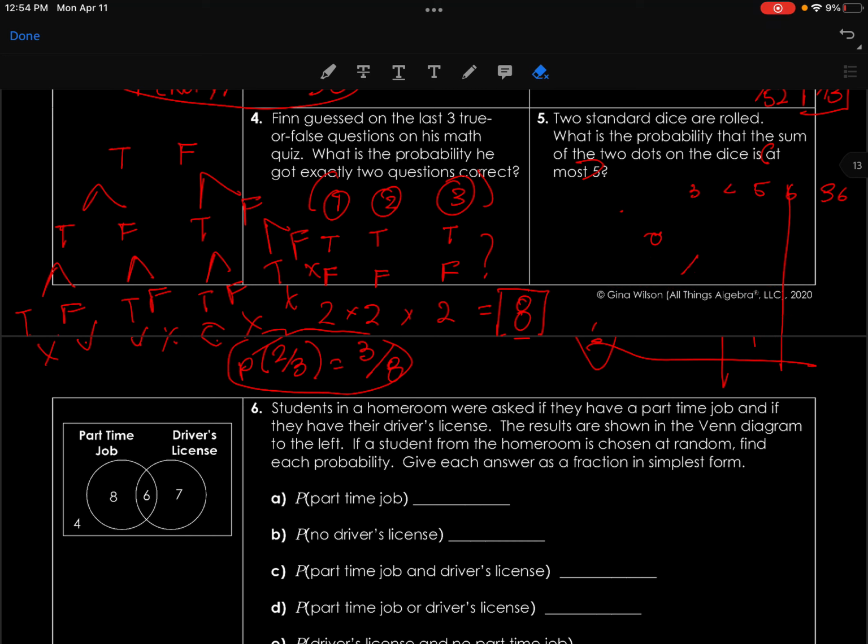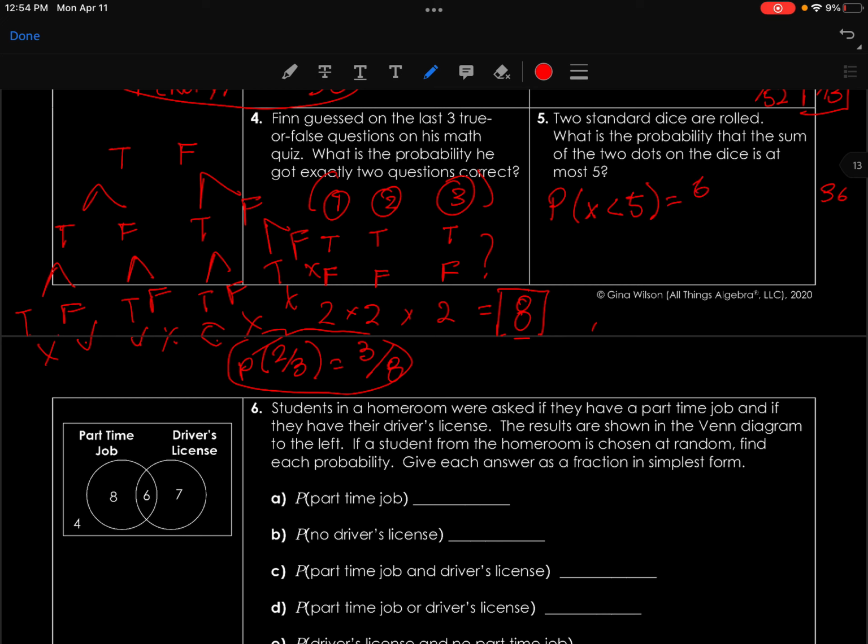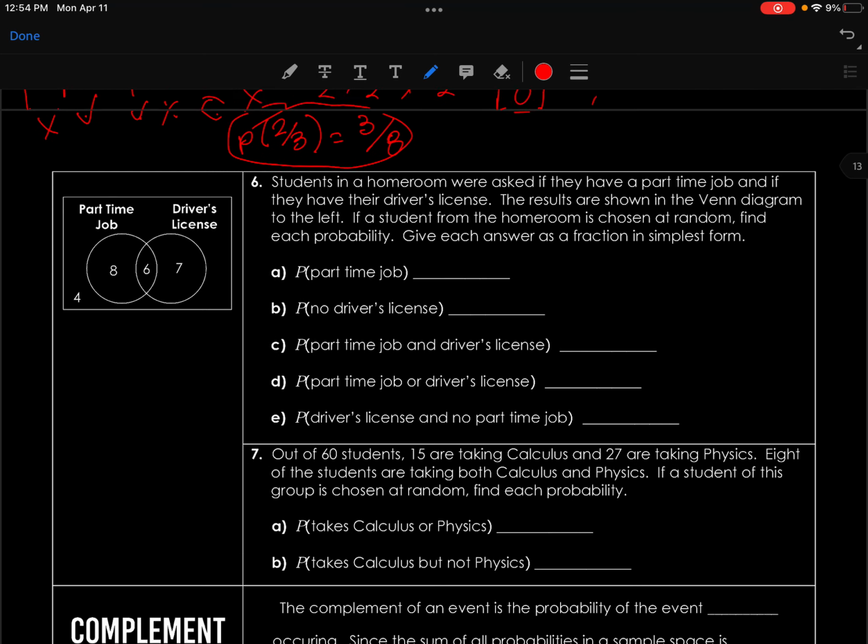Therefore, it is, give me 1 second. So we can say that the probability of x less than 5 is equal to 6, which is the favorable outcomes, over 36, which is total, which is equal to 1/6, and we are done. Boom.